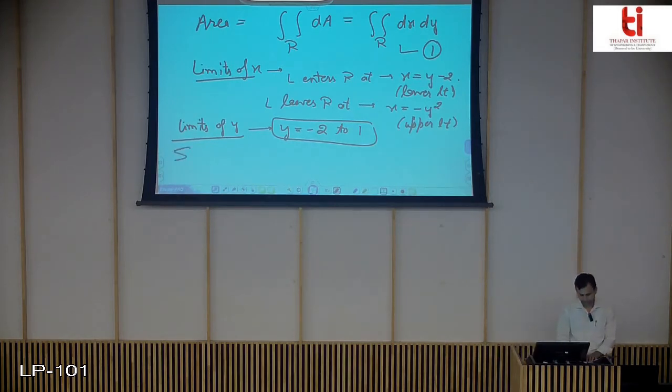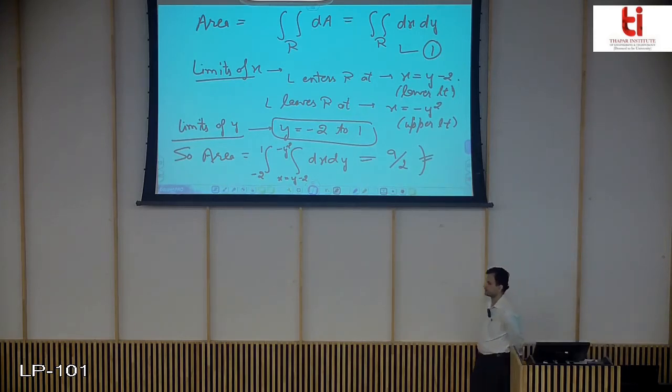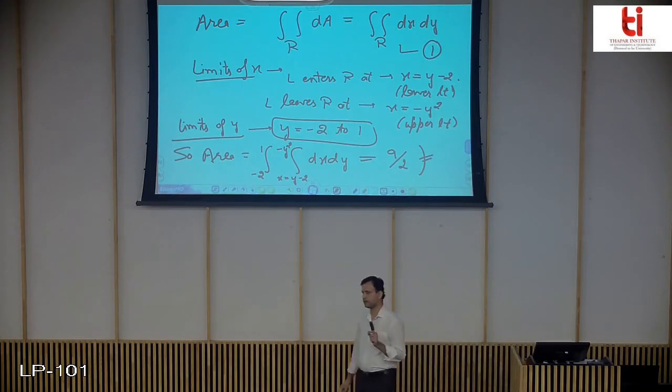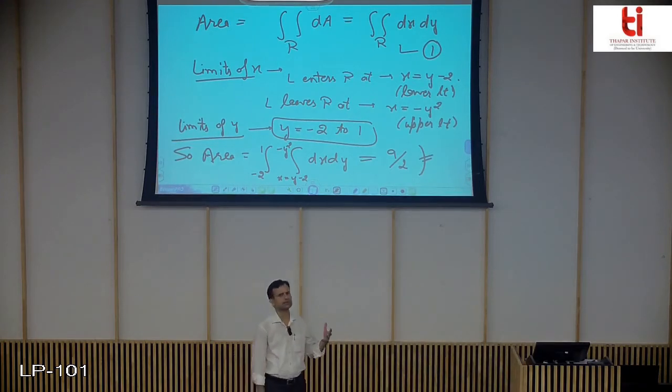So area finally becomes the integral of dx, first with limits of integration of x from minus y square, and then with respect to y from minus 2 to 1 here, and you can solve this to find the answer as 9/2. So this completes how to find the area. The thing was the same, just the question was of area: you have to find the limits of integration of x and y from the region of integration.